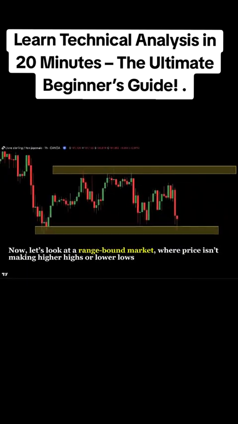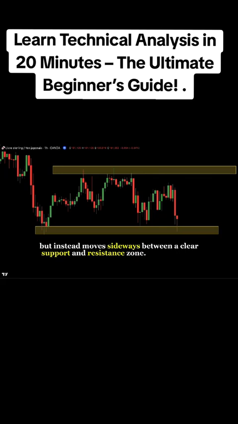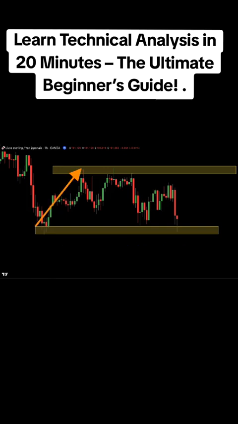Now, let's look at a range-bound market, where price isn't making higher highs or lower lows, but instead moves sideways between a clear support and resistance zone. In this chart, price is bouncing between support and resistance, meaning that neither buyers nor sellers have full control. Every time price reaches the resistance level, sellers step in and push it back down. Every time price reaches the support level, buyers step in and push it back up.